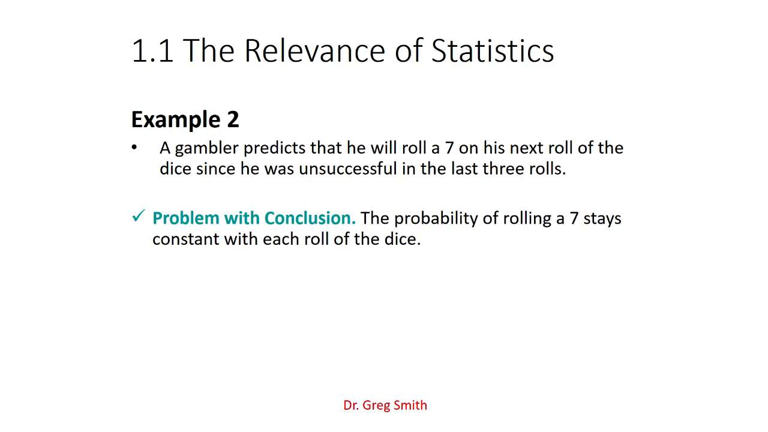A gambler predicts that he'll roll a 7 on his next roll of the dice since he was unsuccessful in the last 3 rolls. 7's interesting because it is by far the most that shows up on a pair of dice. You've got 1, 6, 6, 1, 3, 4, 4, 3, 5, 2, 2, 5. So 1/6 of all the rolls could be a 7, but the probability of rolling anything on 2 dice is constant. It has no memory, so there's no such thing as a hot streak. It's just rules of probability. What's happened is someone has been beating the odds.